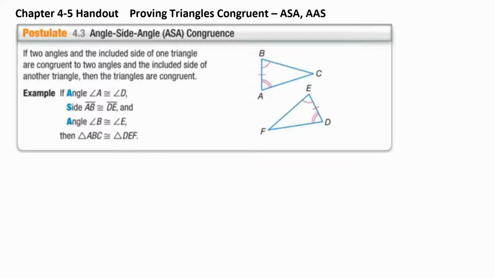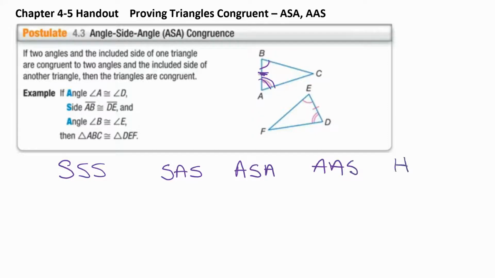So far we have side, side, side, which is proving all 3 sets of corresponding sides are congruent. We have side, angle, side, which is proving 2 sets of corresponding sides congruent and the angle included between the 2 sides. And we have now angle, side, angle, where the side is included between the 2 sets of angles that we are proving congruent. We will also have angle, angle, side, and we will have HL.